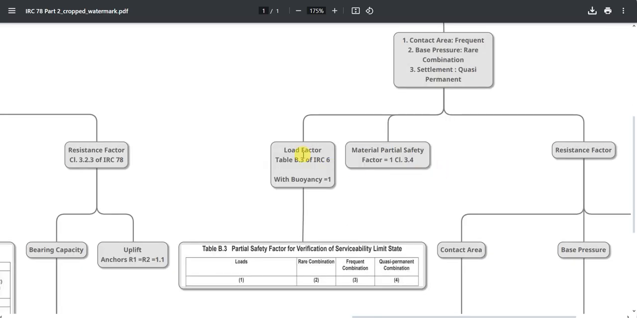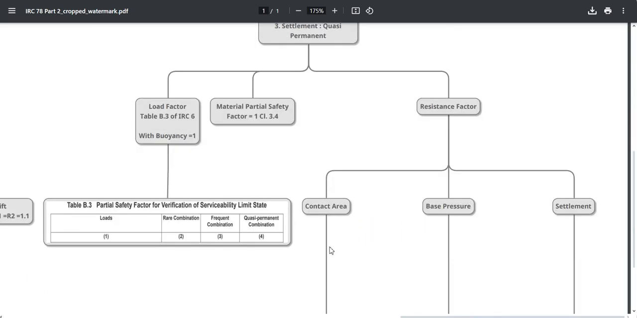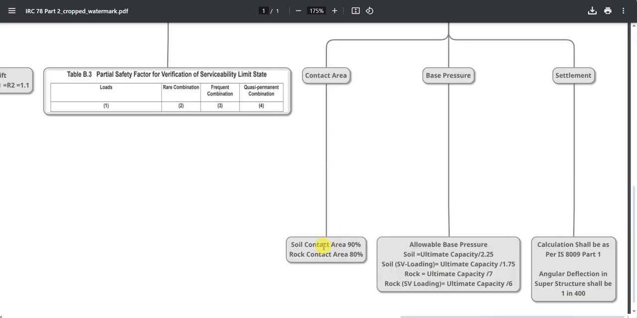The load factor is taken from Table B3 of IRC 6, with buoyancy of 1. Table B3 specifies buoyancy as 0.15, but here we have to take it as 1. The material partial safety factor is to be taken as 1, and the resistance factor is based on the contact area, base pressure, and settlement, depending on what we are calculating. For contact area, it is not a factor, it is a condition. The soil contact area shall be 90%. For rock, the contact area shall be 80%. That is for the frequent combination.